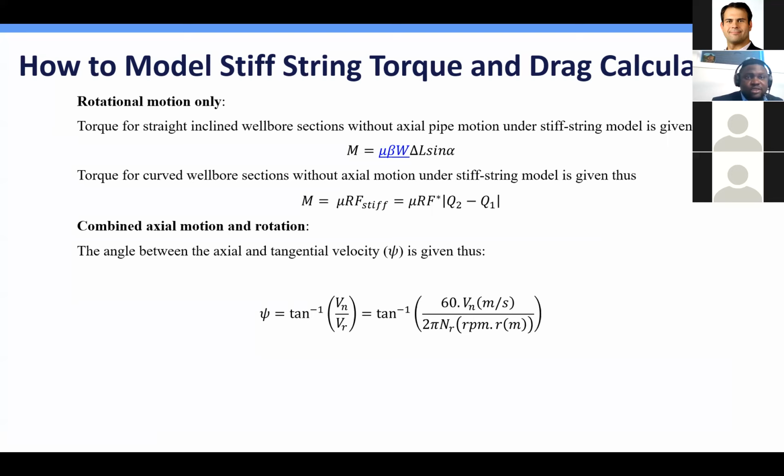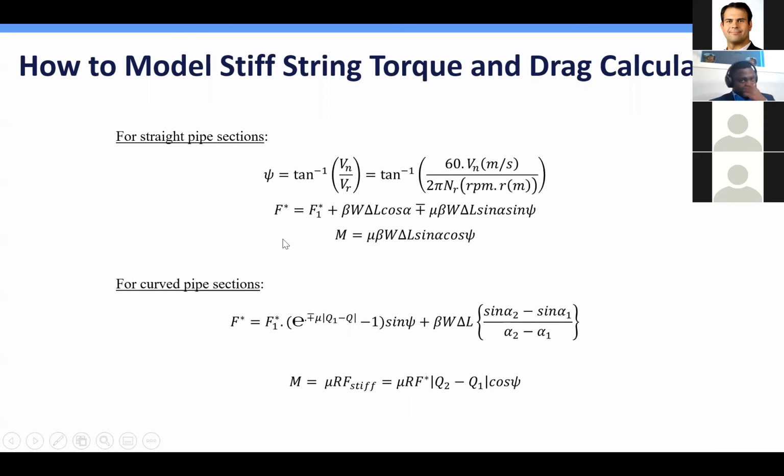And basically, the equations will now be including that stiff force as you consider rotational motion only or combined axial motion and rotational motion. And the equations obviously are different for straight pipe and for curved sections. But the biggest addition to the soft string model is the stiff force.